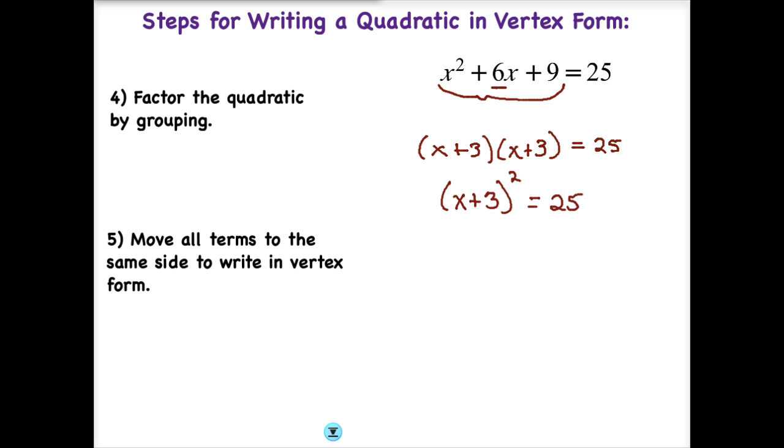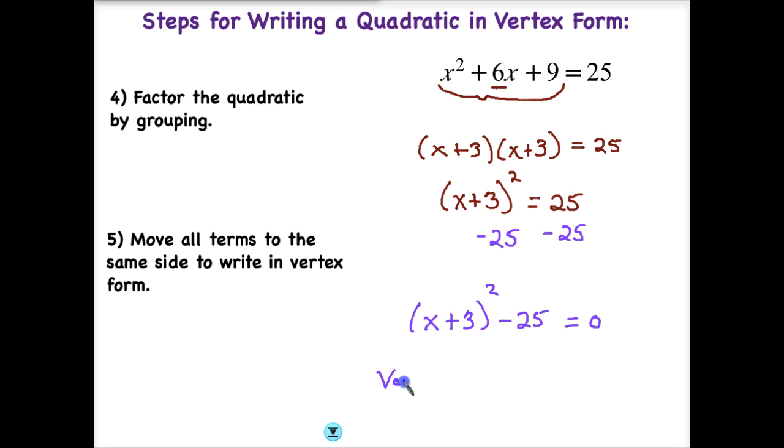And then our final step, once again, to complete this, is just to write it in vertex form, which means move all the terms to one side. So we're going to subtract 25 from the right and subtract 25 from the left in order to move it over. So our equation in vertex form is x plus 3 squared minus 25 is equal to y, or we can say 0 if we are wanting to solve it.